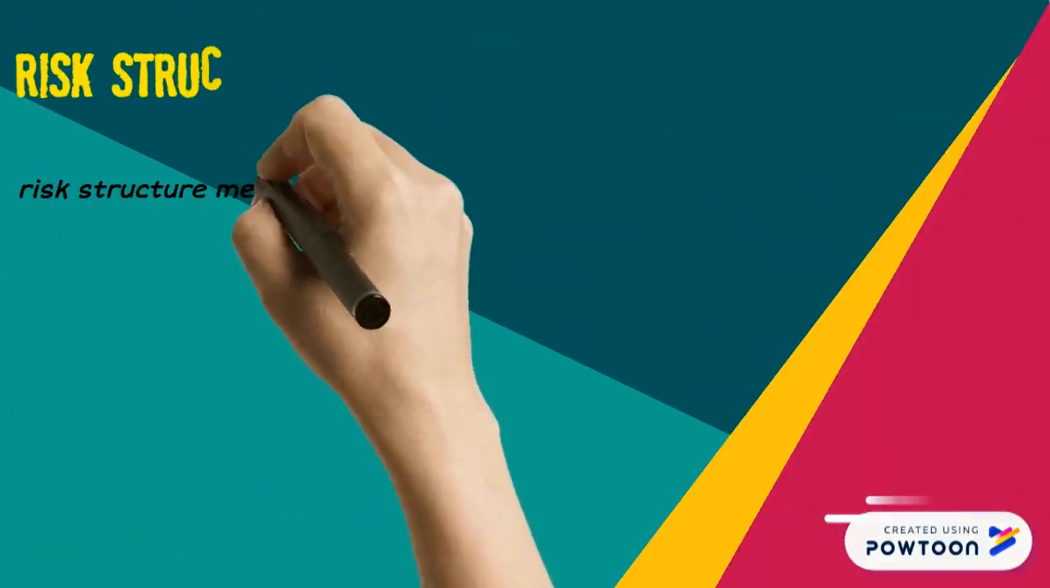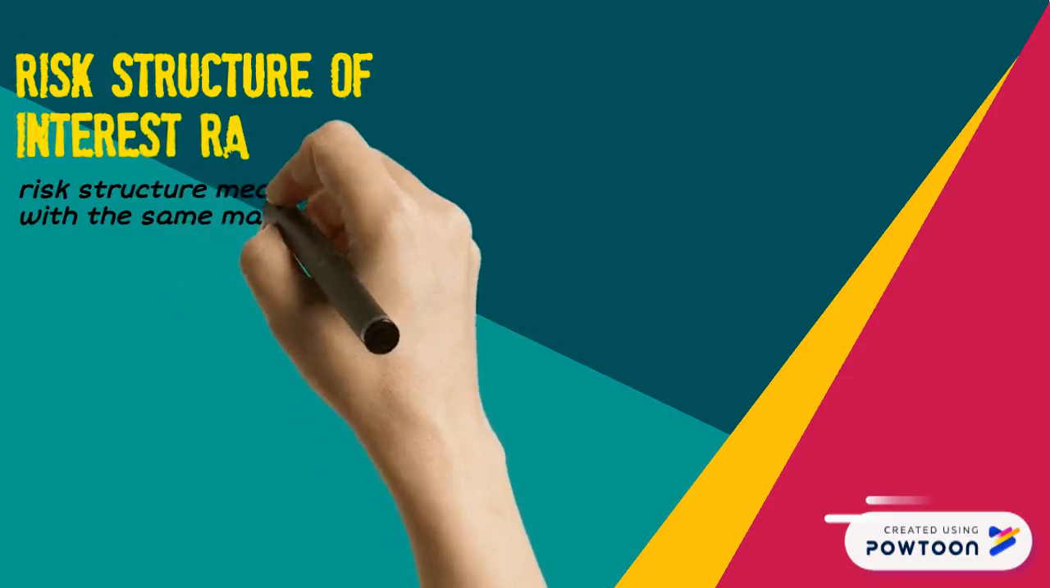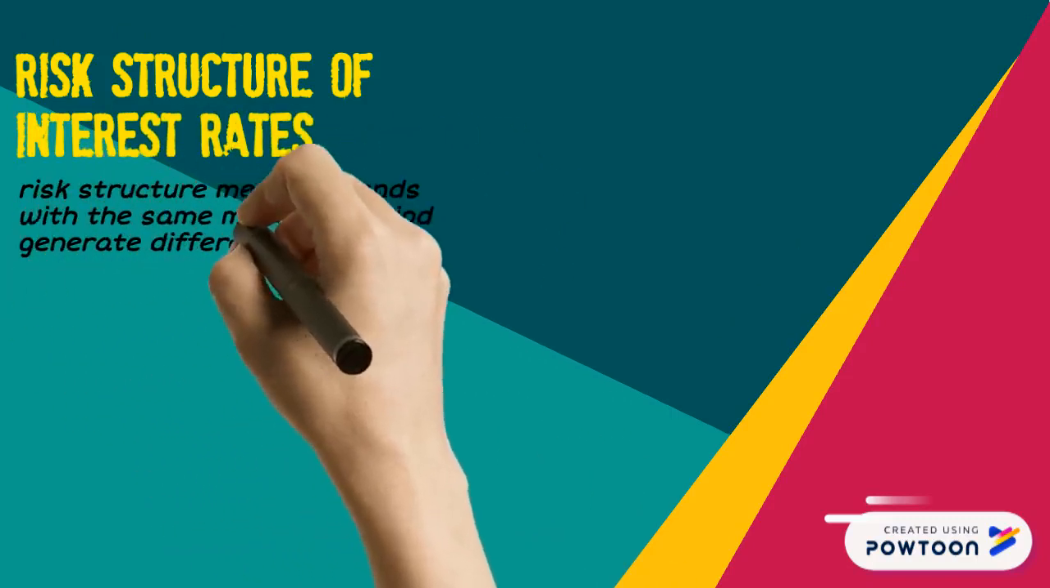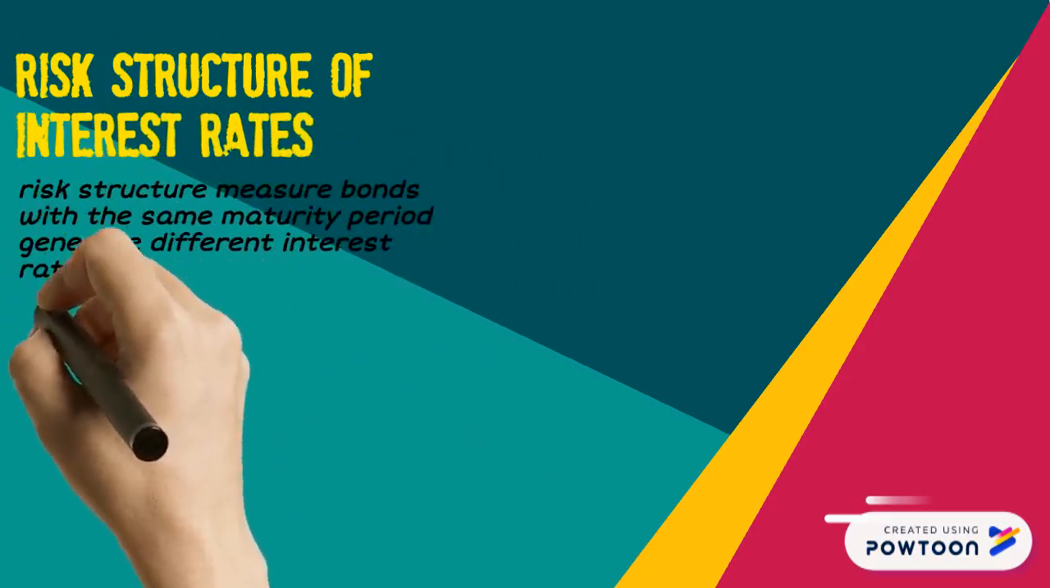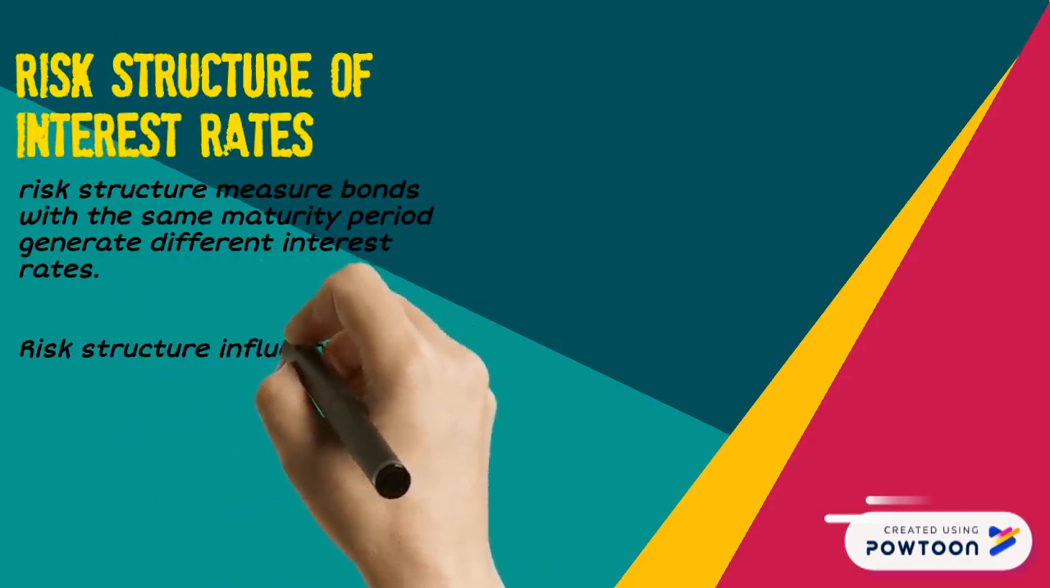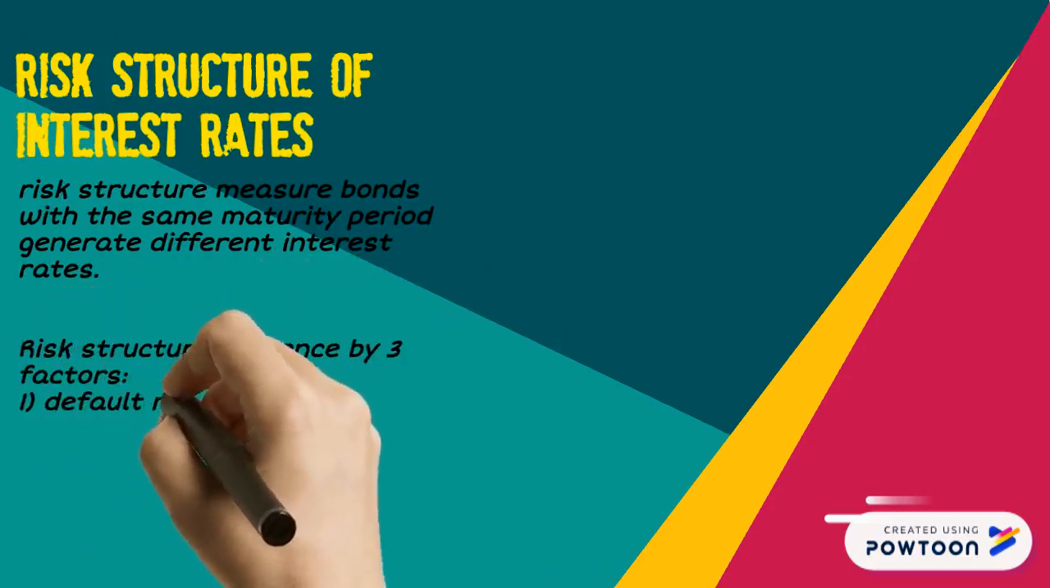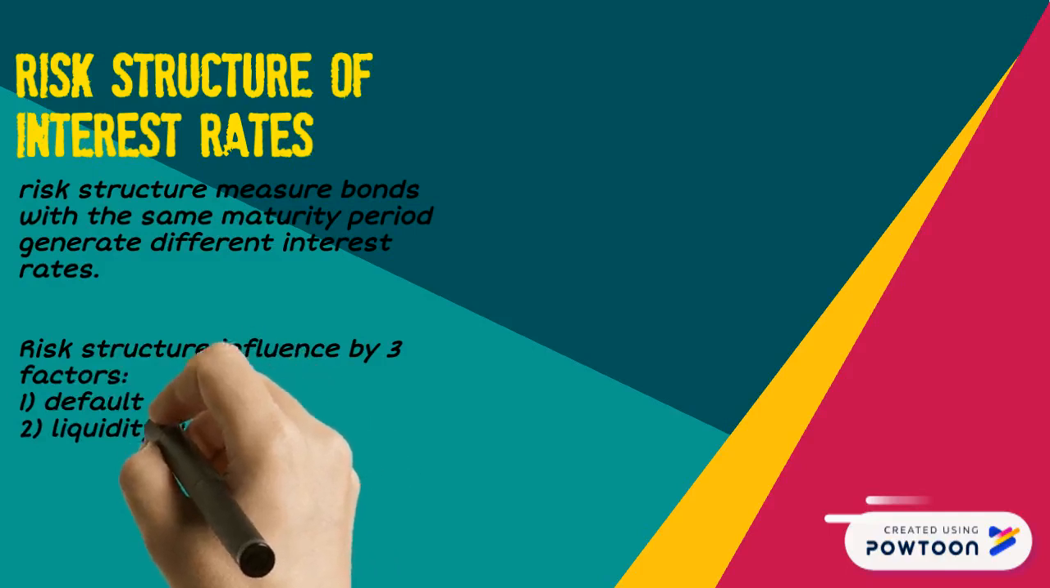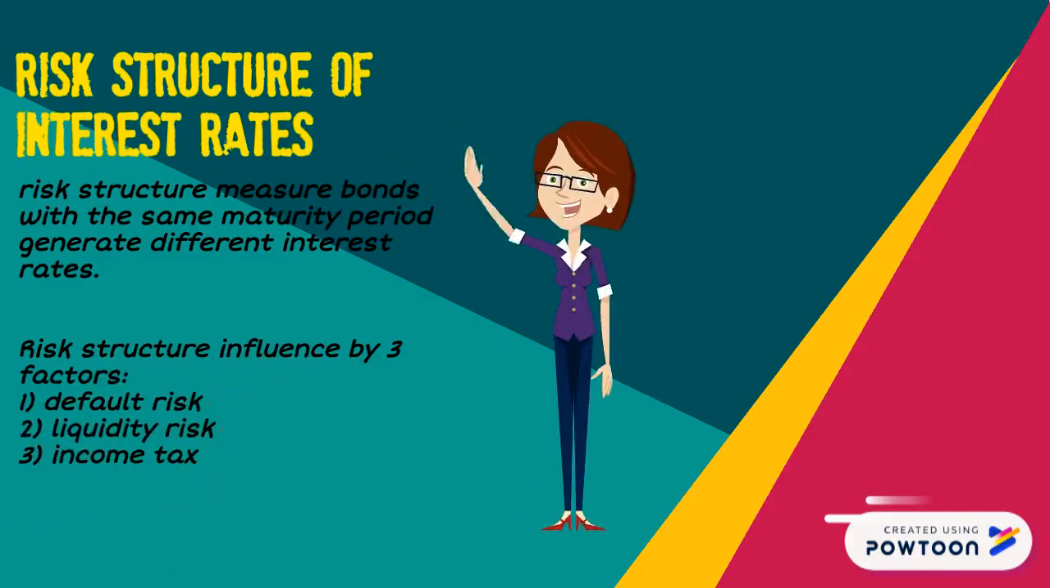Okay, now let's get through with the risk structure of interest rate first. What is the risk structure? It measures bonds with the same maturity period that generate different interest rates. And the risk structure is influenced by three factors: default risk, liquidity risk, and income tax.